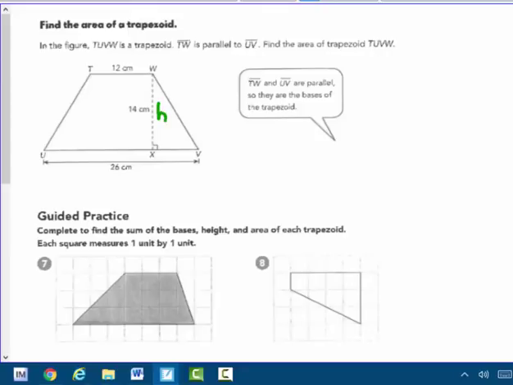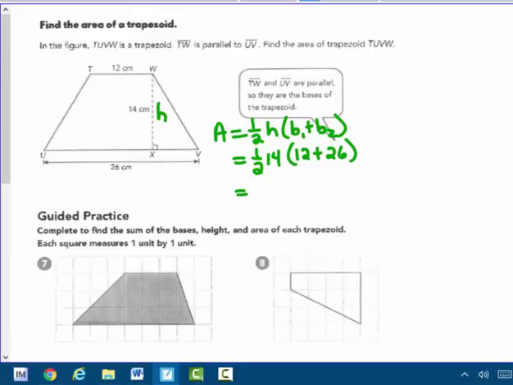So this 14 is the height, right? So there are the bases. So if I'm finding the area of this, area equals half the height times the sum of the bases. And my height is 14. My bases are 12 and 26. It really doesn't matter which one you call B1 and B2. Usually the littler one's B1, but 26 plus 12 is the same thing as 12 plus 26.